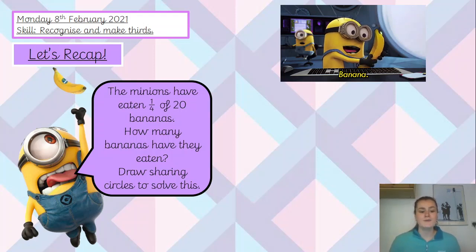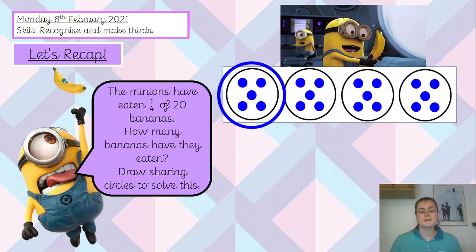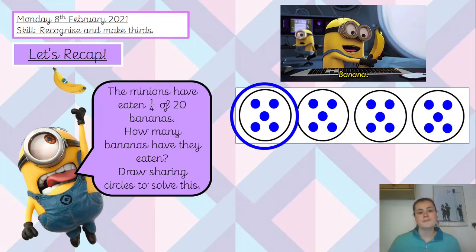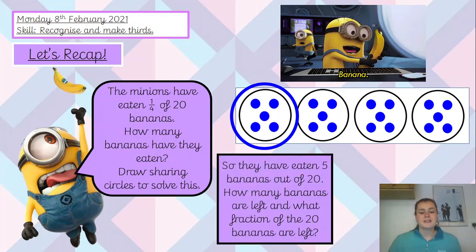Okay, so hopefully you drew 4 sharing circles because our denominator is 4. So we're splitting the whole into 4 groups and you shared 20 maybe dots or counters, whatever you're using, into those 4 sharing circles, and then you just counted one of them and you should have the answer 5. Well done if you got that, good job. So we now know that they've eaten 5 bananas out of the 20 that they had.